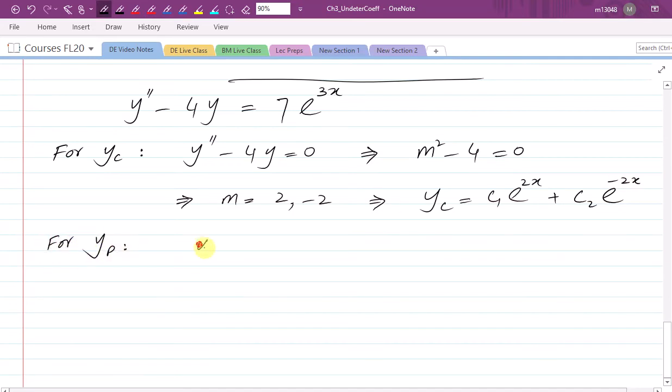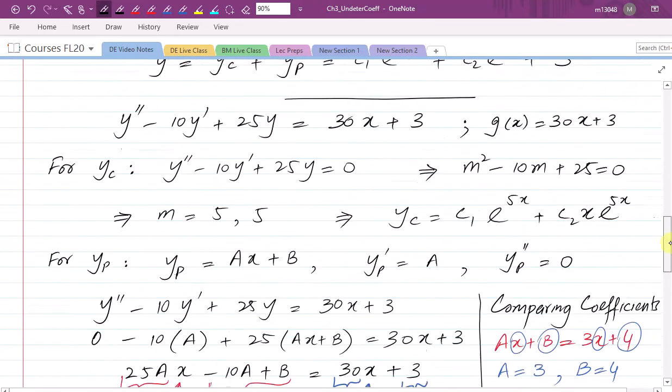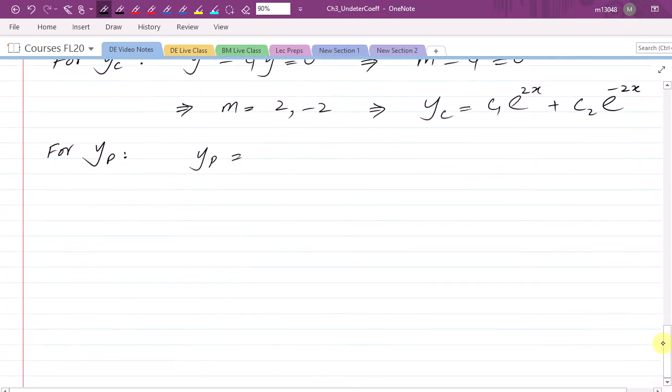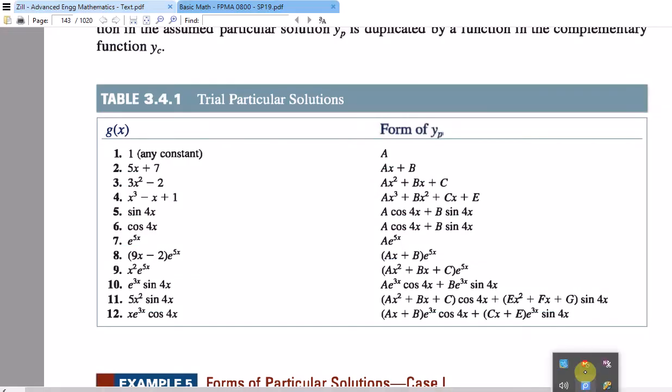For yp, we have to suppose a yp. Let's go back to our list. There is no e, so let's copy the e part from here.